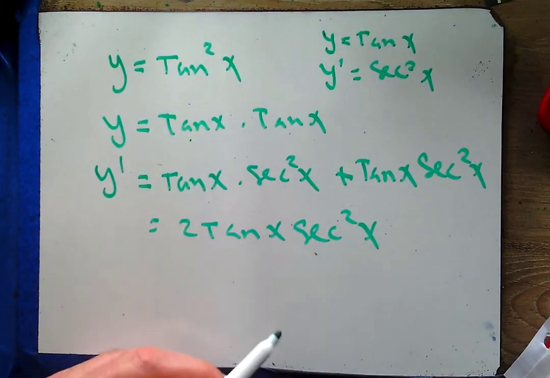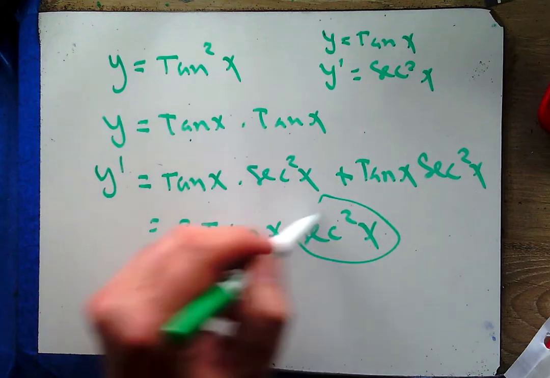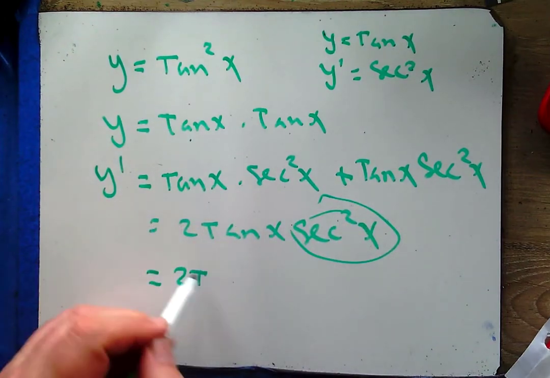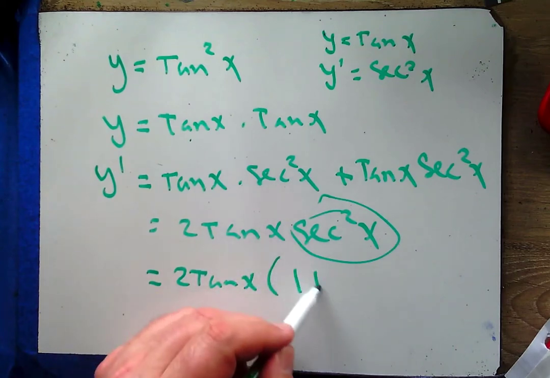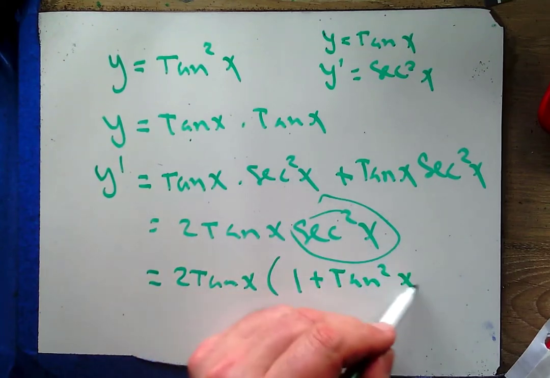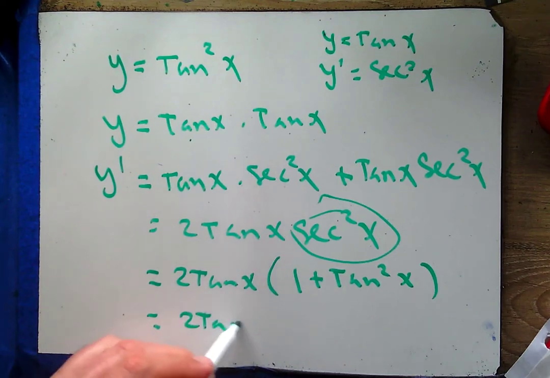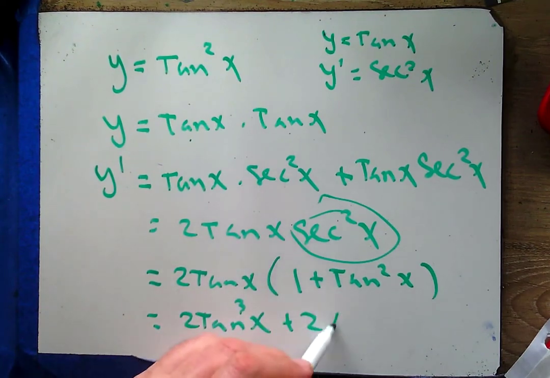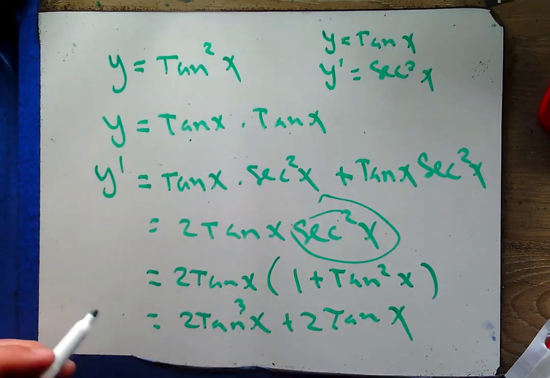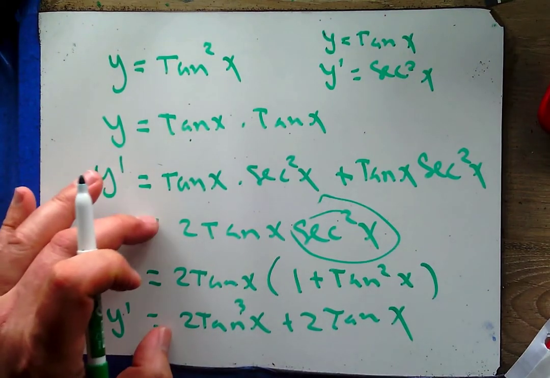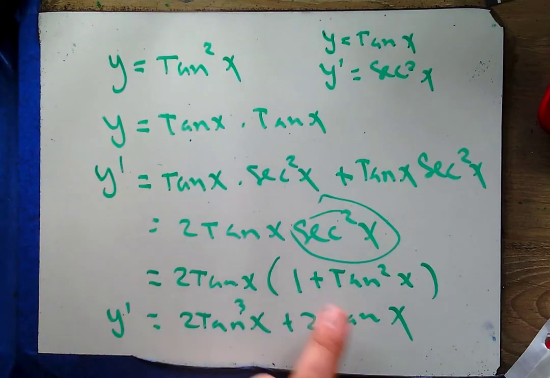Now, you could, of course, remember your Pythagorean identities and say, oh, secant squared is equal to 1 plus tangent squared. And there would be some distributing. You'd have 2 tangent to the third x plus 2 tan x. So that's also y prime. I don't know which one is going to be better. I know if I'm solving an equation, I would prefer the one that's all in terms of one trig function.